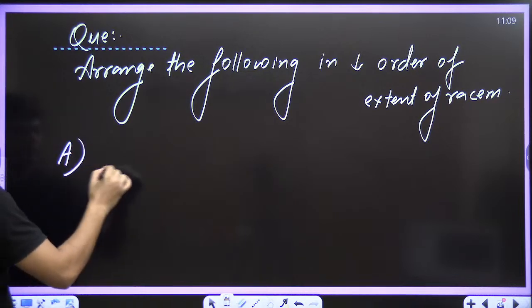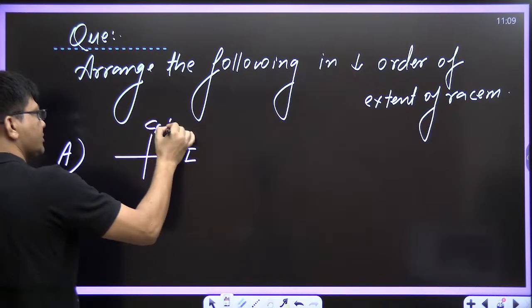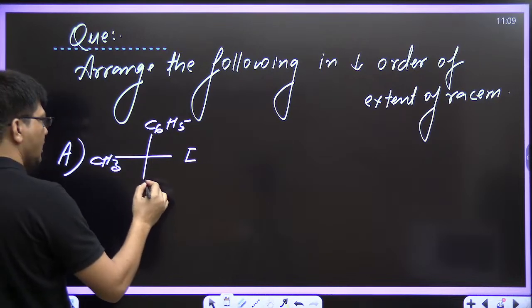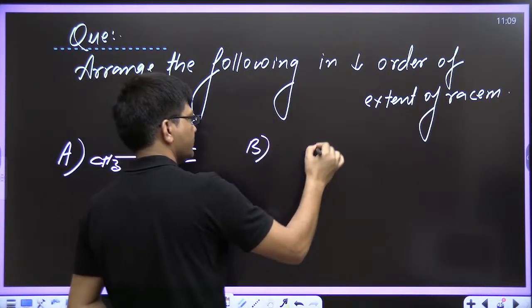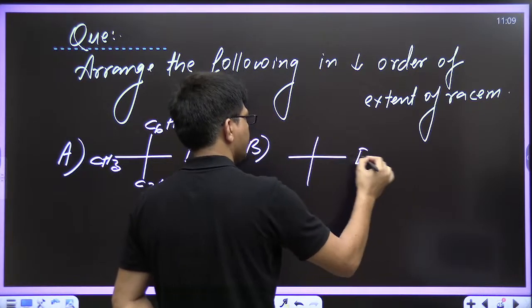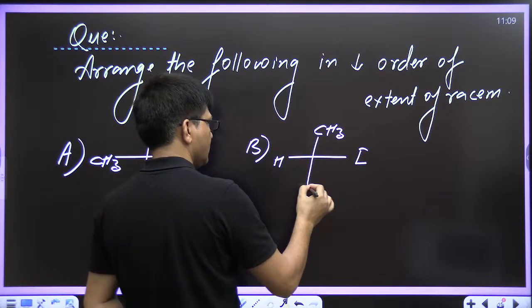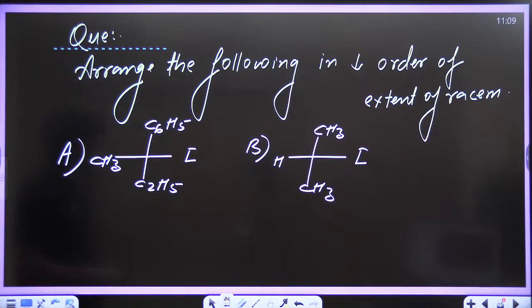A is I, C6H5, CH3 and C2H5. B is I, CH3, hydrogen, CH3. Only two are given. Just try to give the answer of these two: which will have more extent of racemization?